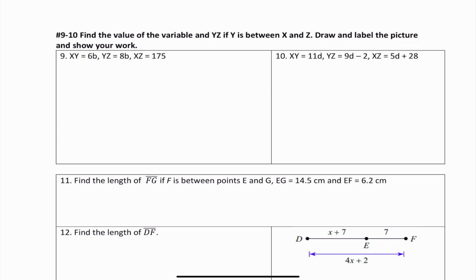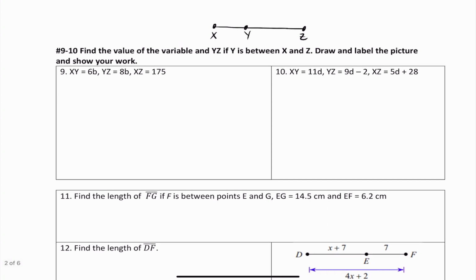Okay, so I'm going to draw the segment where x and z are the endpoints and y is between those 2 points. And then I'm going to go ahead and start labeling. So I know that xy is 6b, so I'm going to write 6b for xy. And then yz, that's 8b. And then it looks like the whole thing here is 175. So I'm going to scoot this over a little bit so I have some room. And this whole thing is 175, right?